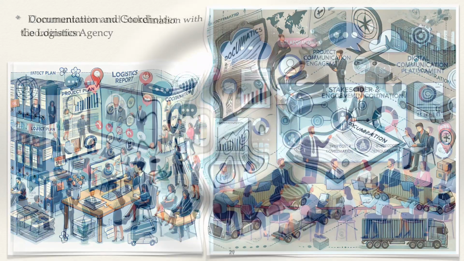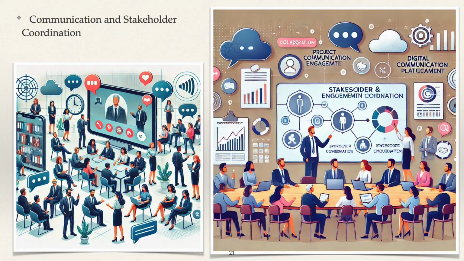Eight, communication and stakeholder coordination. Coordination with site supervisors. Maintain regular communication with site supervisors to coordinate material delivery schedules, update them on expected arrivals, and adjust plans based on site conditions. Engagement with local authorities. If transportation routes involve public roads, coordinate with local authorities to ensure compliance with regulations, manage traffic flow, and obtain necessary permits.